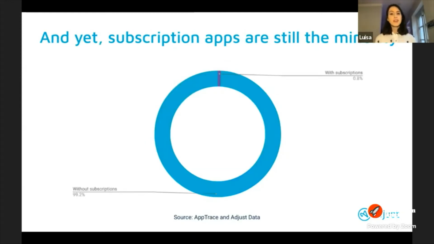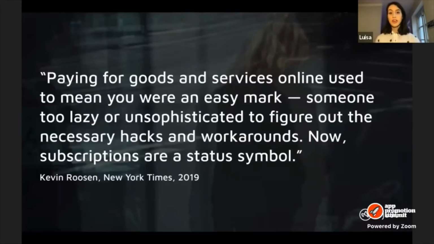And this, I'm sorry, it's mind-blowing. Even though we have 7 million apps available both in the App Store and Play Store, less than 1% of all those apps are offering any kind of subscription. This, in my opinion, is going to change. And if you don't want to take my word for it, you can listen to the New York Times.